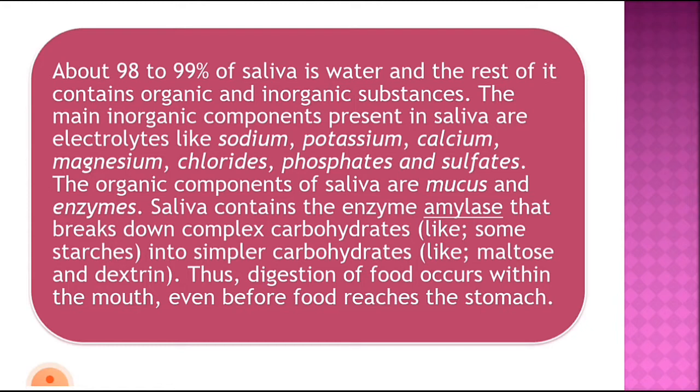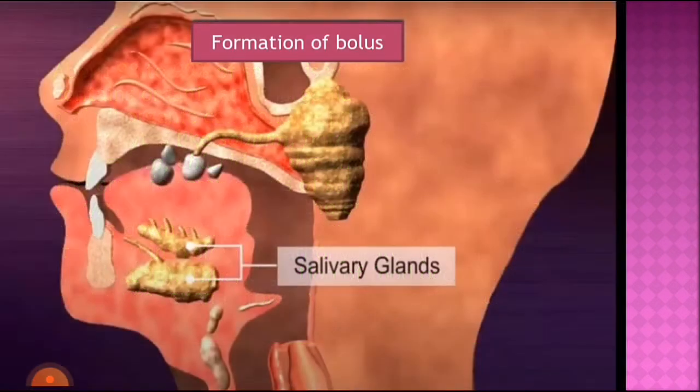Saliva contains the enzyme amylase that breaks down complex carbohydrates like some starches into simpler carbohydrates like maltose and dextrin. These maltose and dextrin will further get digested in the small intestine. But the digestion of food occurs within the mouth even before food reaches the stomach. Saliva also helps in softening the food and converting it into bolus.